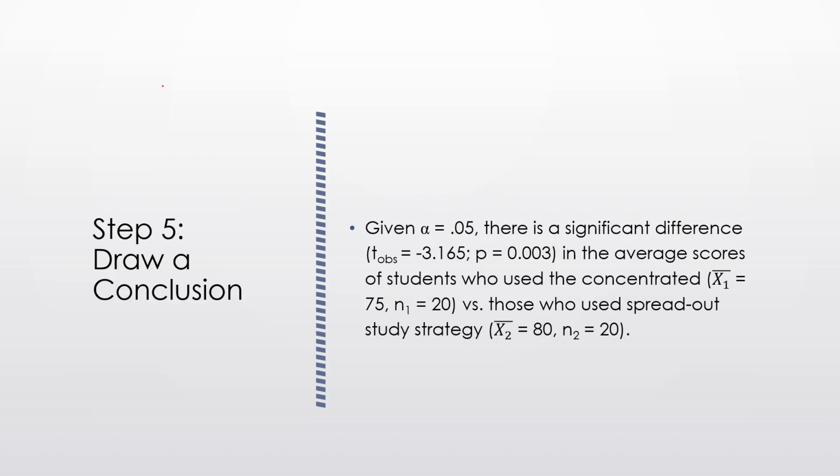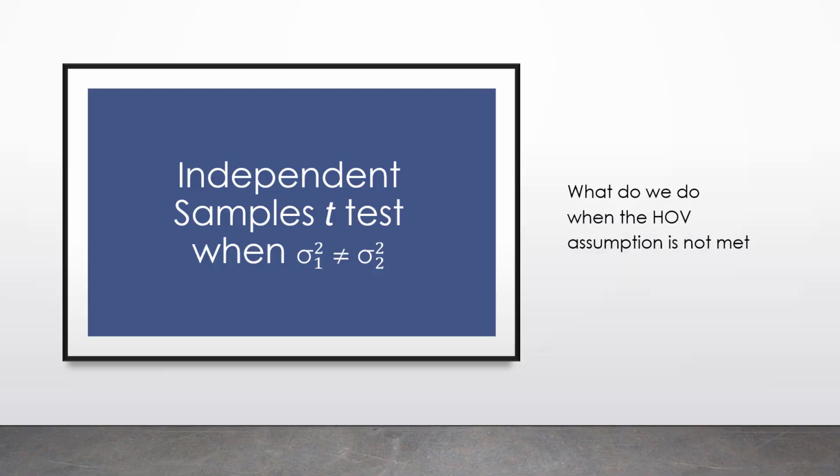In the final step, we conclude that given alpha equals 0.05, there is a significant difference, with p equals 0.003, in the average scores between students who studied in a concentrated way and those who spread out their study time. Now, you might ask, how do we know the two populations have the same variance? What if they don't? That is a great question.